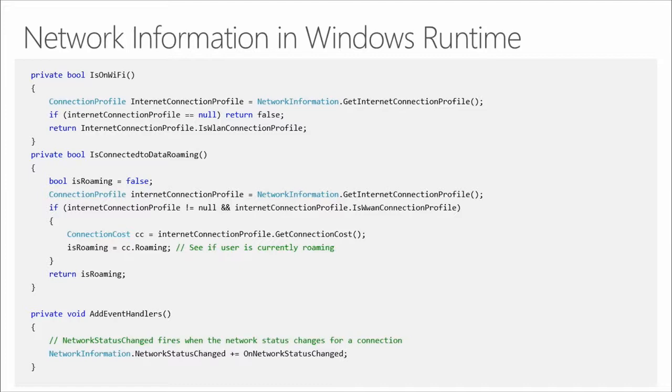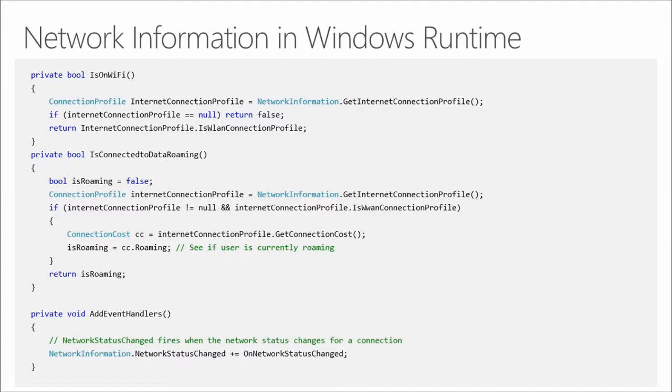And then there are lots of properties on it. You can find out whether you're on wireless LAN, with the WLAN connection profile. You can find out if you're on data roaming. If the internet connection profile is the WWAN connection profile, that means we're on a cellular network. And then you can drill down.